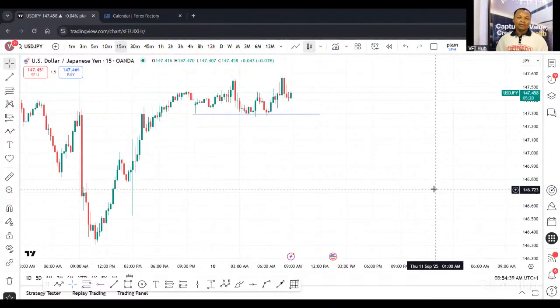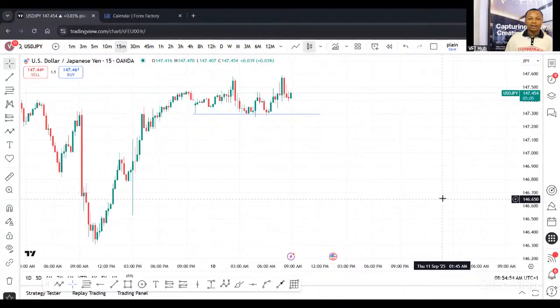Okay, so for USD JPY, GBP JPY, Euro JPY, I'm expecting a sell. The only one that has given me a sell confirmation is Euro JPY. So that may be the only one I'll be taking for now. And then for GBP JPY and USD JPY, I'll need to wait a little more to see what price is going to do. When it breaks the structure, then I can take my sell entries, okay?